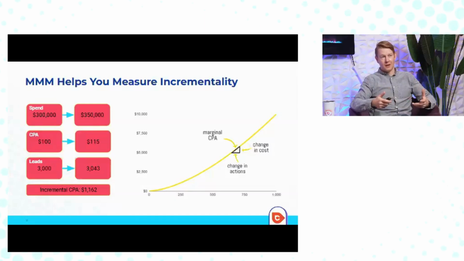On the face of it, when you look at it like that, the performance looks okay, right? CPA is 115. Maybe my max threshold or my max tolerance for CPA is 115, 120. So I'm feeling pretty good about this, right? I'm within my range.